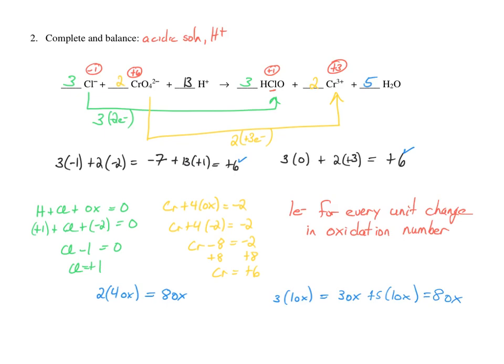Now, if we've done everything correctly, our hydrogens will also balance. 13 hydrogens in the reactants. In the products, we have 3 plus 10, 13 hydrogens. We're done. We're balanced.